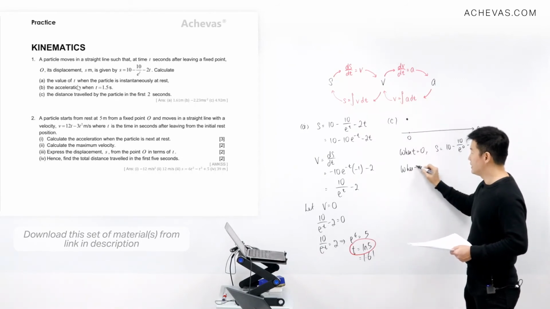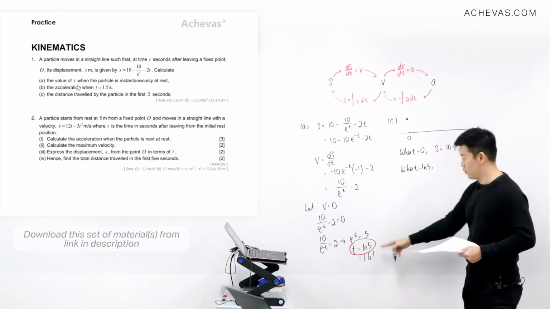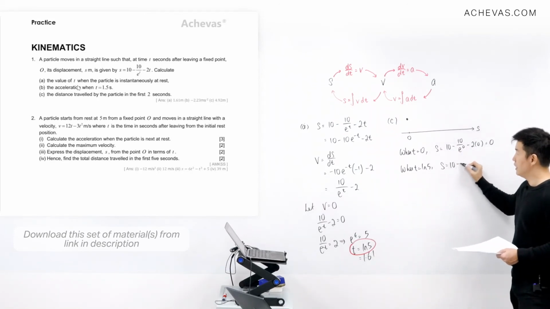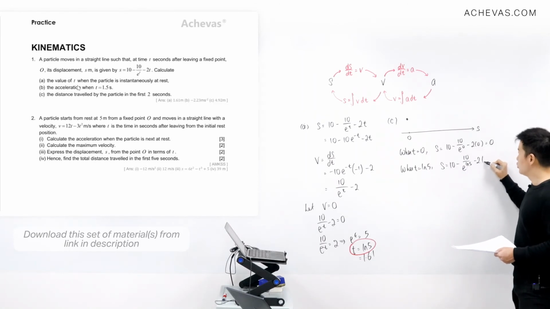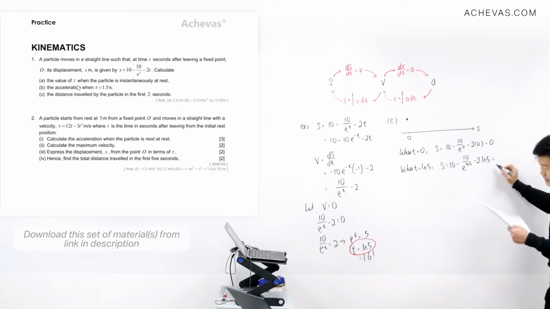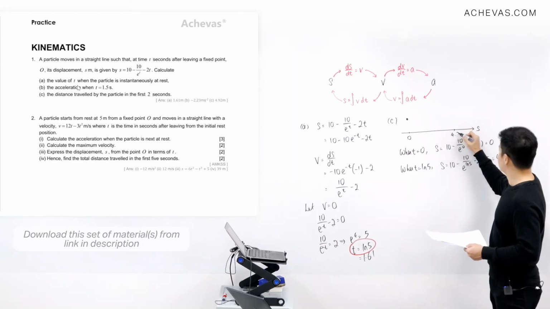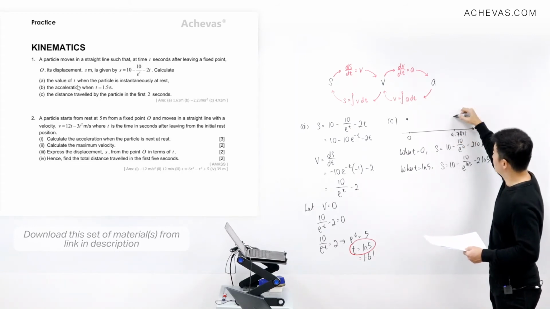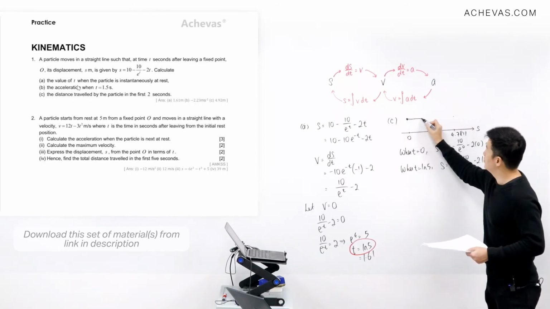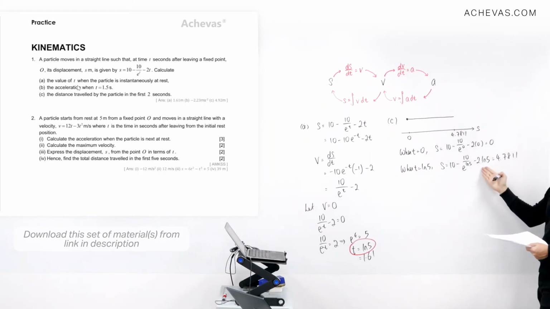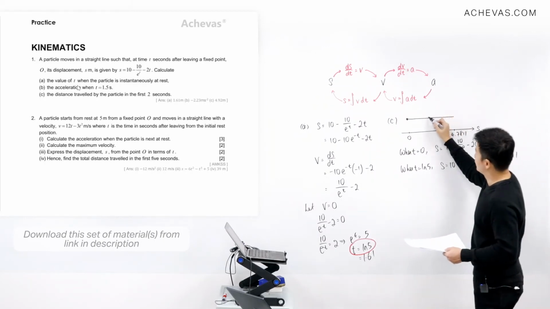And when t is equal to ln 5, 1.16 seconds, then s is going to be equal to 10 minus 10 over e to the power of ln 5 minus 2 times ln 5. And this will give us 4.7811. So let's say it is here, 4.7811. So the particle goes here. From here, the particle will travel to the positive side of the displacement axis because displacement now is positive. So it's going to go to here.